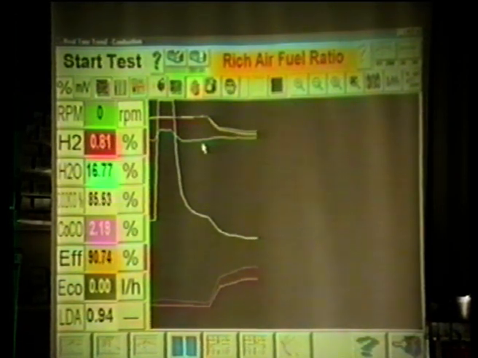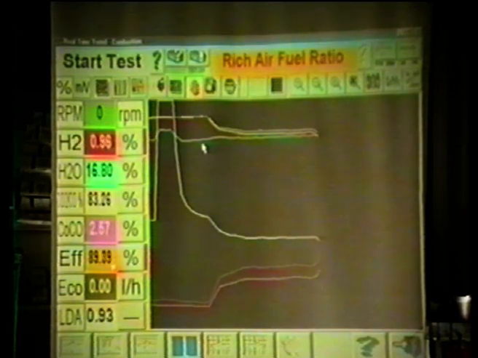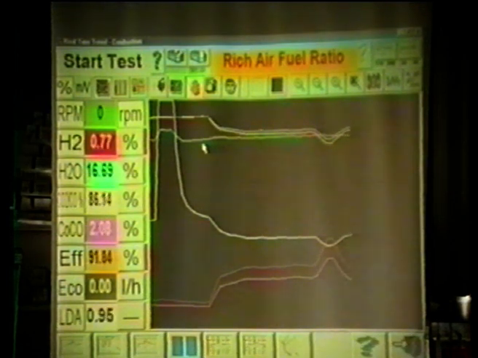Some combustion efficiency stuff. And see, even just idling, just hang on a second, even just idling here, this thing is a joke. It's an incredible thing.